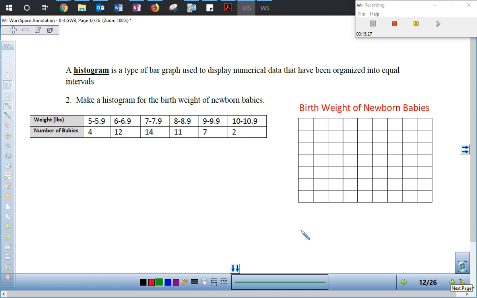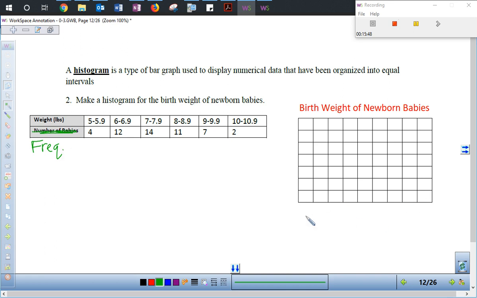Now, number of babies is kind of like another way of saying frequency. This is the frequency of babies that were born at that weight. So just keep that in mind. This is kind of like a frequency table. They just labeled it a little bit differently.